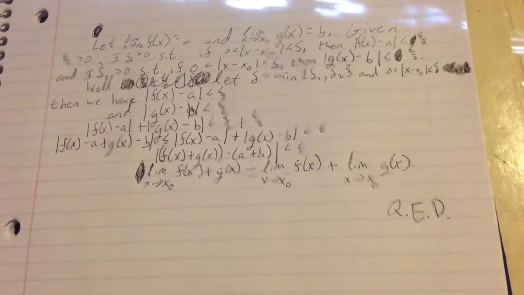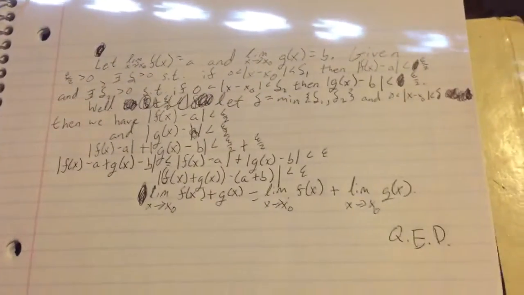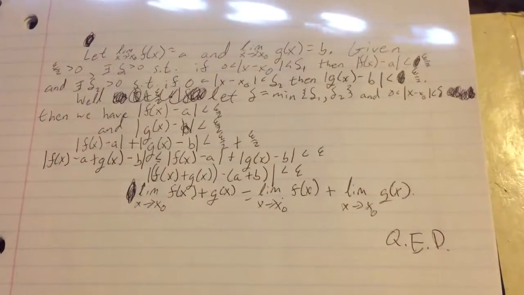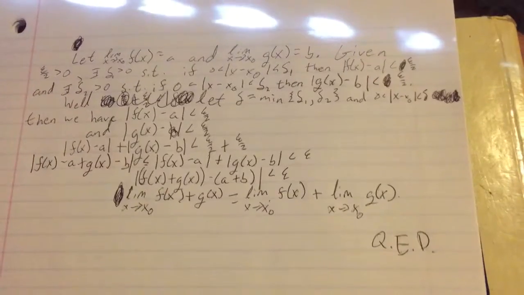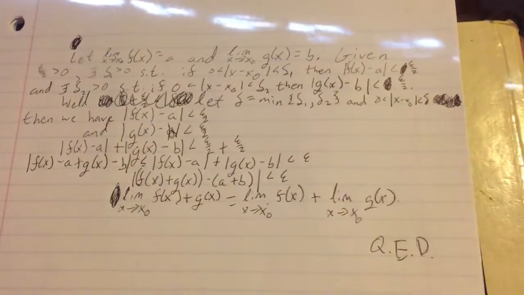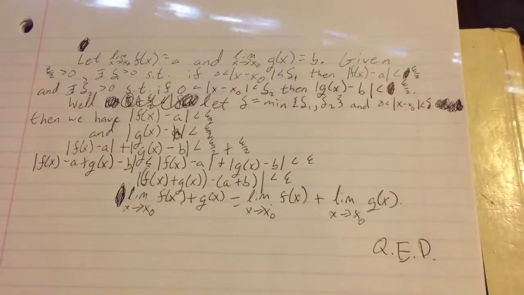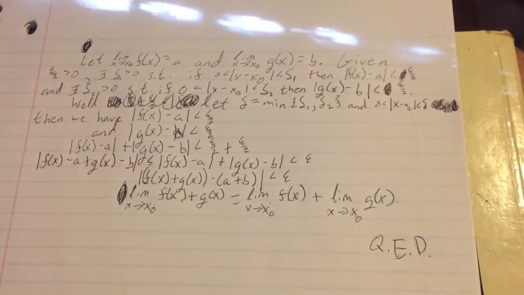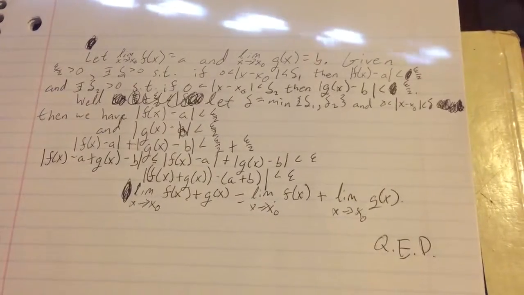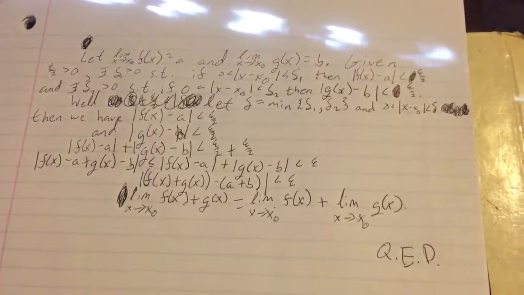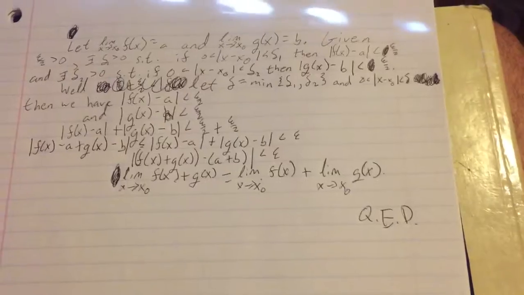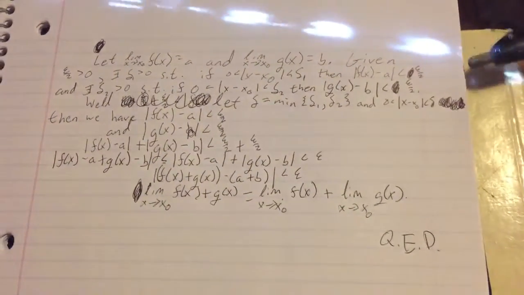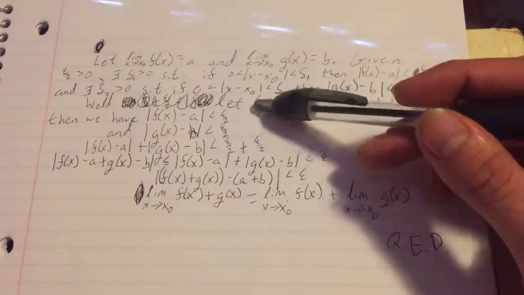We're going to go ahead and say that delta is going to be equal to the minimum of delta 1, delta 2. And we'll say that 0 is going to be less than the absolute value of x minus x naught less than delta. All right, then we're going to have the absolute value of f of x minus a is going to be less than epsilon over 2. And we'll also have the absolute value of g of x minus b is less than epsilon over 2. Both these hold based on our delta being smaller than either of the other deltas. So both of these things have to be true.